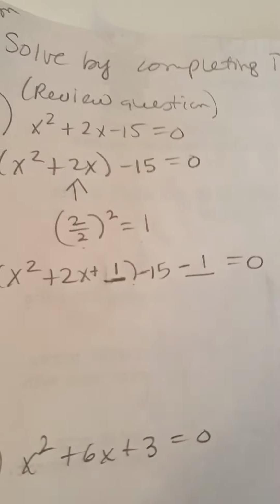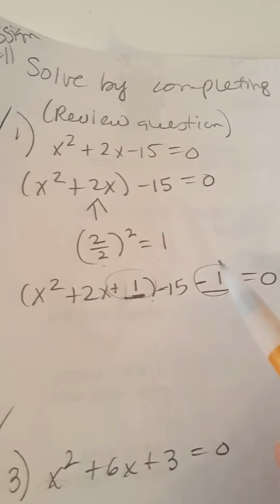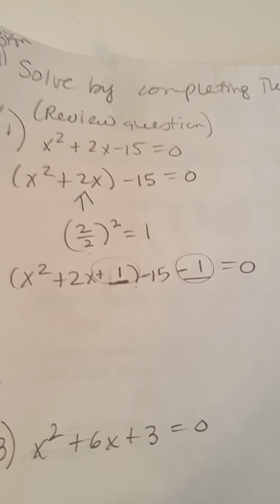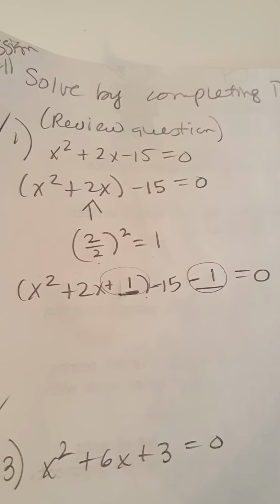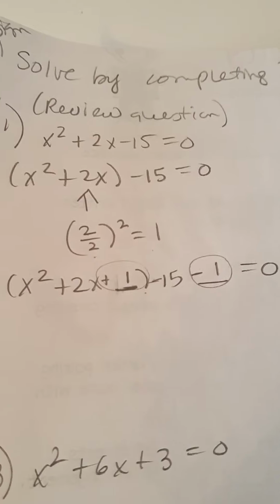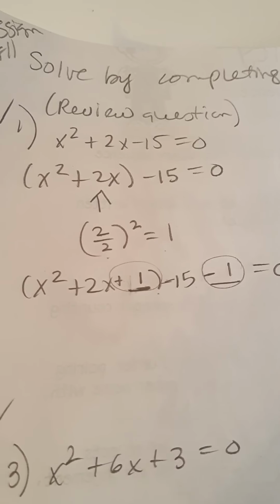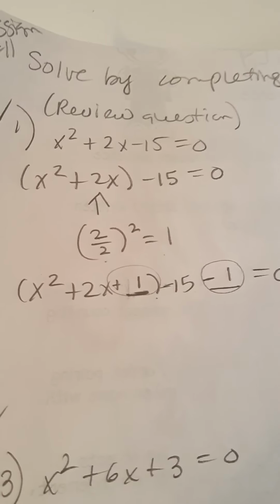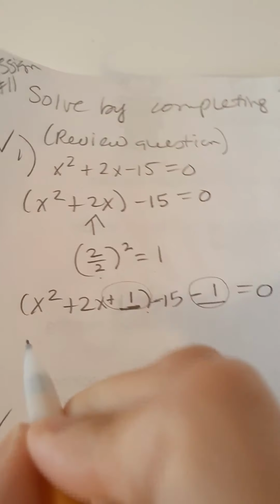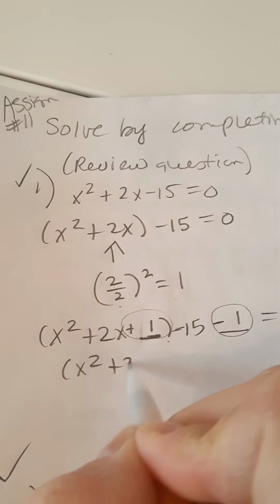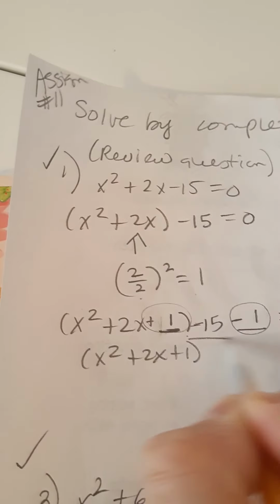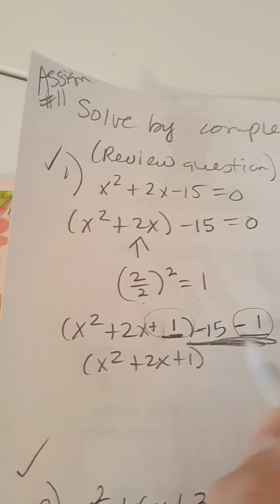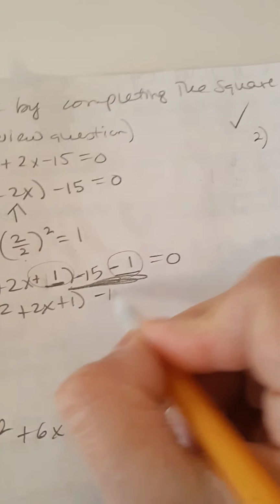I don't know if you remember this, you're really adding nothing to the problem. A positive 1 minus a 1 is 0. You haven't changed the value of the problem. You just made it look different. So what you do now is you clean it up. These guys, negative 15 minus 1 is negative 16. They combine.